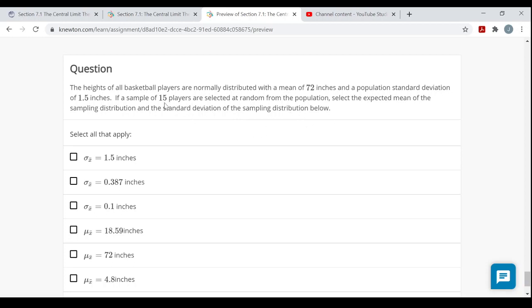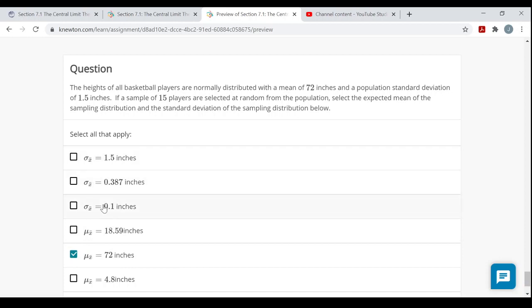So remember the mean of the means. If you looked at all possible groups of 15 players and looked at the average heights of all of those groups, the mean of all those means, you expect that to be the mean of the original population, so 72. So mu sub x bar should be 72 inches.